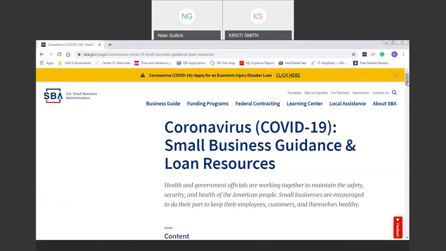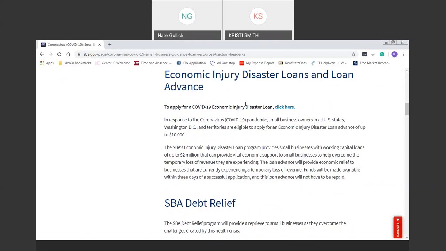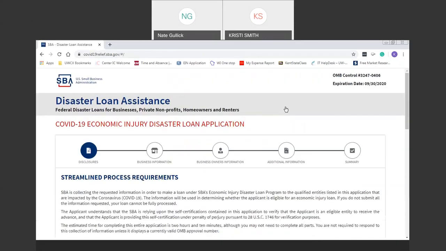From here, it loads perhaps a variety of resources. What we're going to focus on today is the Economic Injury Disaster Loans and Loan Advance. There are other applications and other processes here you're welcome to explore separately. So we'll click on the Economic Injury Disaster Loan. And then we'll click here to access the application directly.